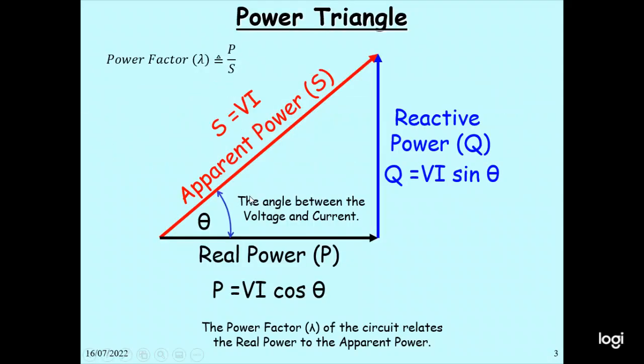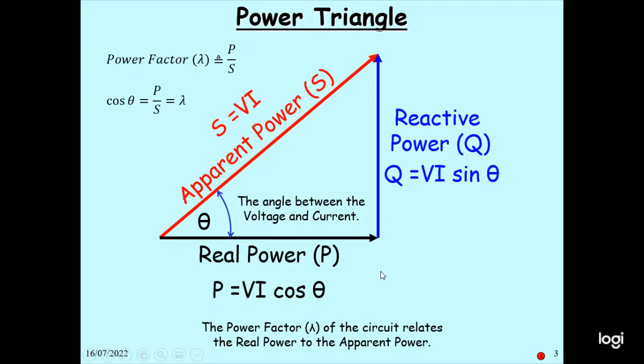So in this case, we can draw the power triangle. The horizontal is the real power P, VI cos theta, and the vertical is the reactive power Q, VI sine theta. The hypotenuse is the apparent power, S equals VI. The power factor lambda can be calculated as P divided by S. So in this case, real power is VI cos theta, reactive power is VI sine theta, and apparent power S equals VI. The power factor lambda is calculated as the ratio of real power to apparent power.